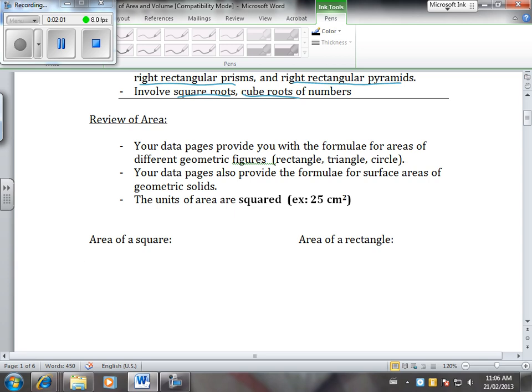If you look on page 2, you'll find all the areas, and you're given the formula. So you don't have to memorize all the formulas, you're given them. And then on page 3, you're given the formulas for surface area. And units of area are always squared. So you'll always put a little squared. So it'll be like meters squared, centimeters squared, kilometers squared, miles squared. If it's area, you have to have that little squared up there.